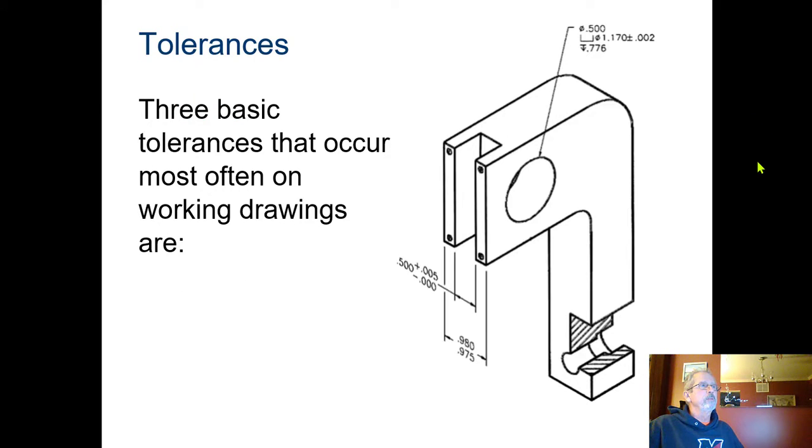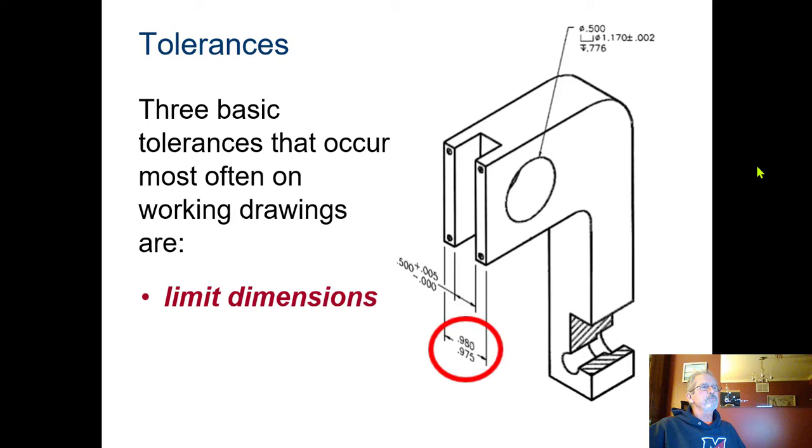All right, let's take a little bit more look at this. So there are three basic types of tolerances that occur most often in work and drawings. The first type is a limit dimension. There's no targeted dimension, no specified dimension. It is strictly a limit. You can be this big or this small, anything in between is fine.